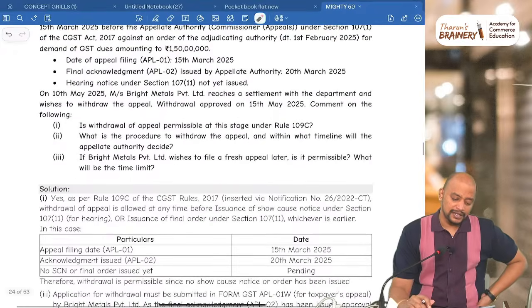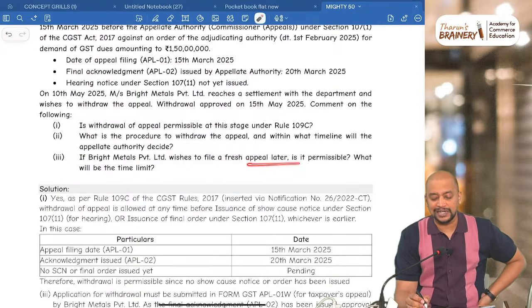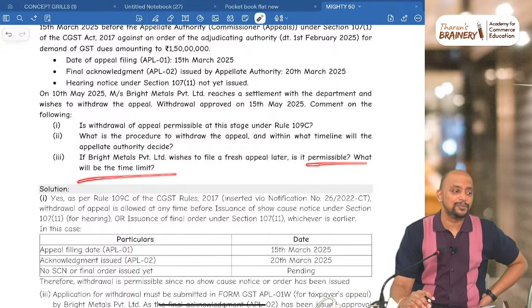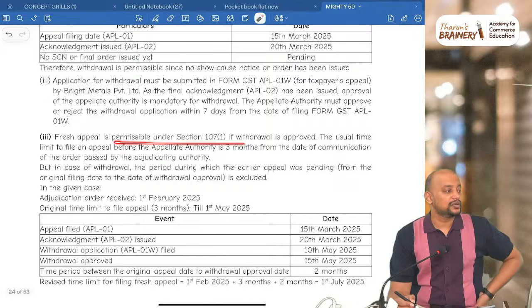Then, thereafter, if Bright Metals Private Limited wishes to file a fresh appeal later, is it permissible? What will be the time limit in this case? Fresh appeal is permissible. Don't check for that in the set book.